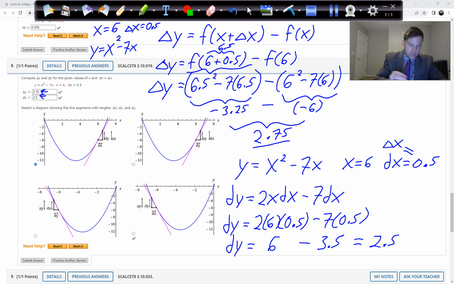And those are pretty close. So 2.5 and 2.75, calculated 2 different ways. They're interpreting the same thing, and they're pretty close to each other.